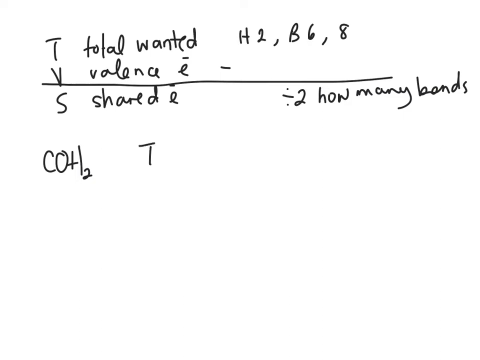But TVS, carbon wants 8. Oxygen wants 8. This is total surrounding them, not how many more they want. And then we've got 2 hydrogens, and each one of them wants to have 2 around them. Valence electrons. Carbon brings 4, oxygen brings 6, and hydrogen brings 1. And there's 2 of them. So 8 and 8 is 16, and 4 is 20.